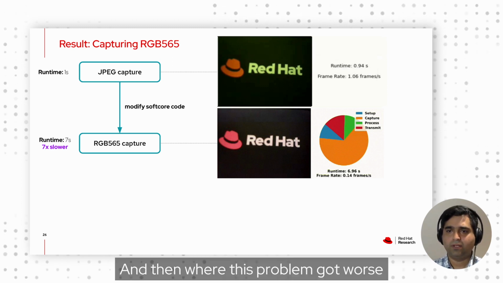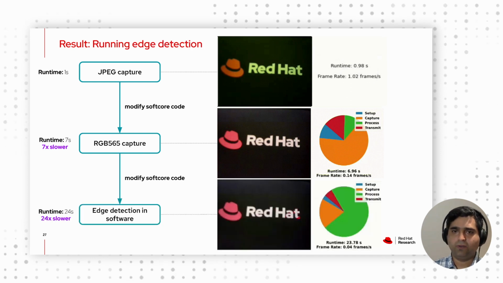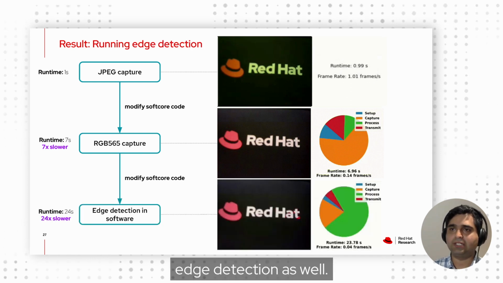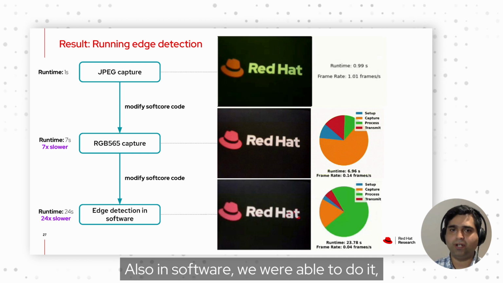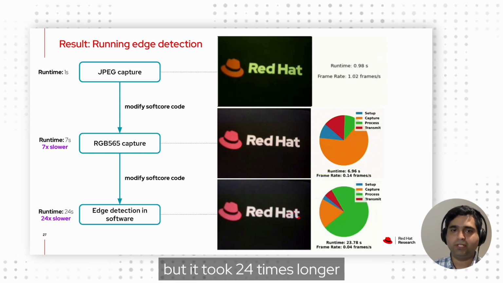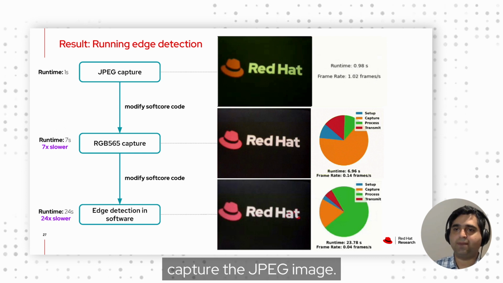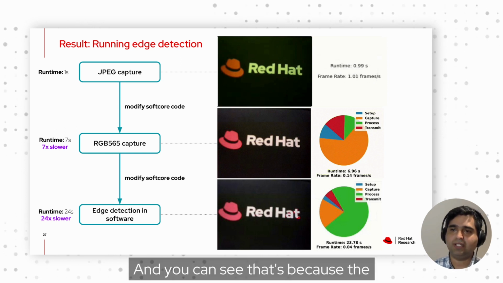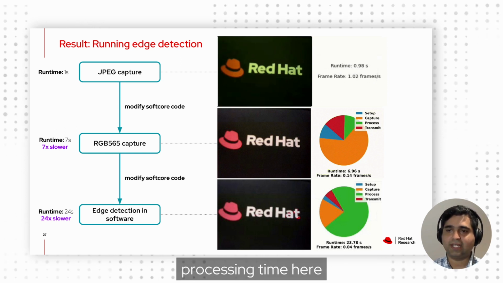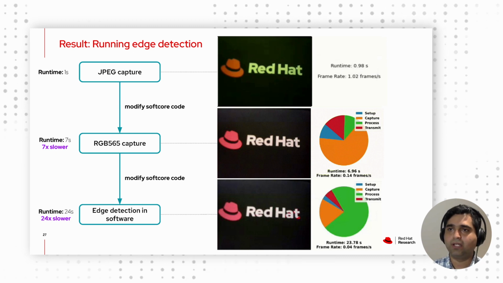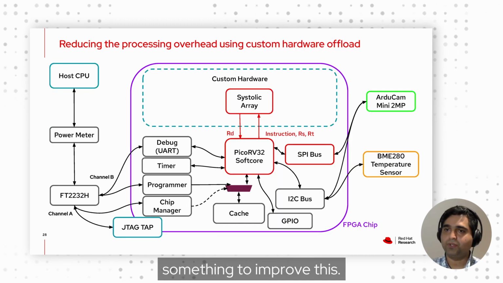And then where this problem got worse was when we tried to do edge detection as well. Also in software, we were able to do it, but it took 24 times longer than it was to just capture the JPEG image. And you can see that's because the processing time here has gone up quite a bit. So maybe we can do something to improve this.